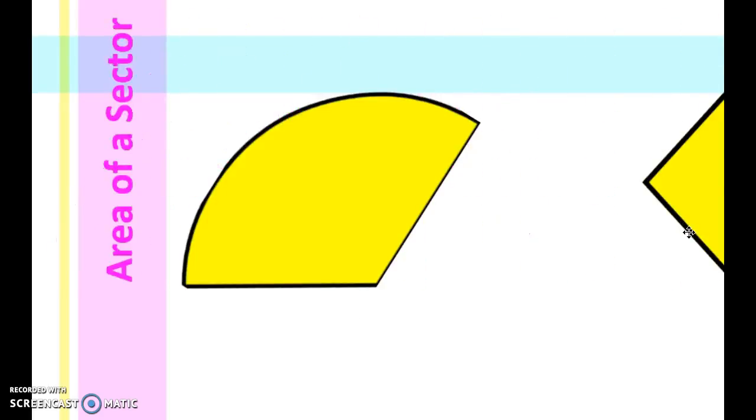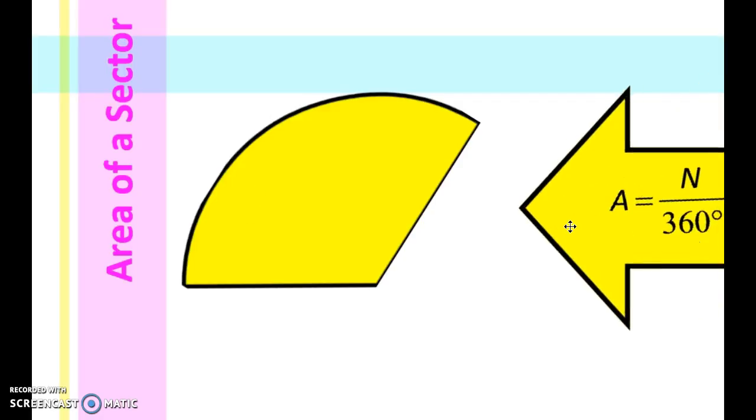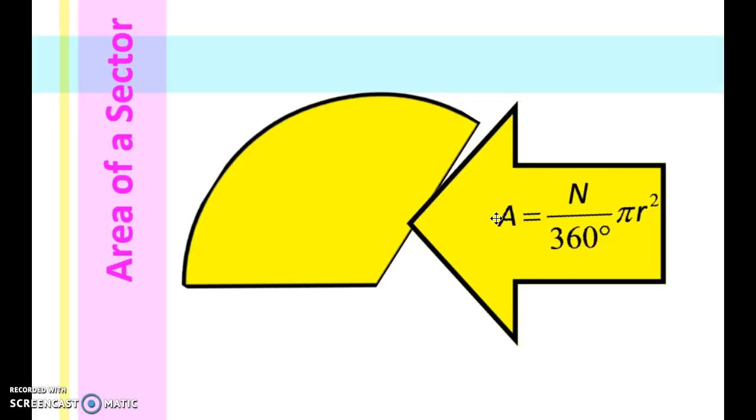Next, we have the area of a sector. A sector is a chunk of the circle. Sometimes we talk about it being a piece of pizza. And the formula for this is area equals n over 360 times pi r squared. The pi r squared is the area of the circle, and the n is the angle measure in the corner of the sector. So if this is 100, then 100 goes in the spot with the n right there.